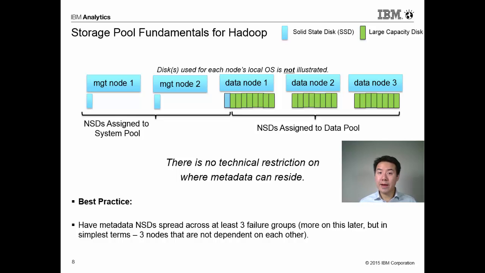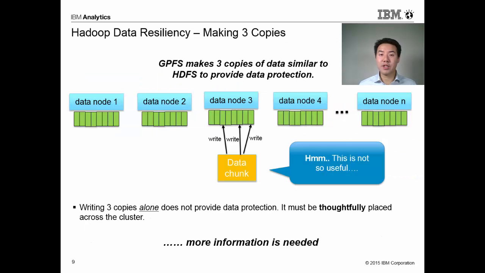Now for resiliency of the metadata, each time metadata is created, GPFS will write the metadata across 3 different metadata drives. In this case, it makes sense for us to have those drives across 3 different nodes, so that if we lose a node, we still have metadata surviving on the 2 remaining nodes. Now let's talk about the 3x replication that HDFS is so well known for. GPFS also makes 3 copies of the data, but of course, making 3 copies of data alone is not enough to ensure that the data is resilient to failures. So in this picture, we've taken a data chunk and we've written it 3 times, but all on the same node. So this is not so useful.